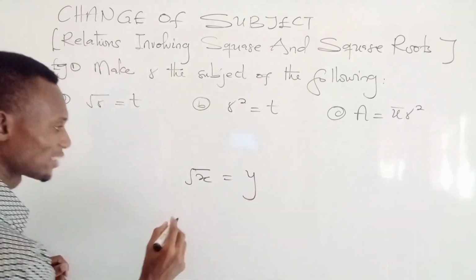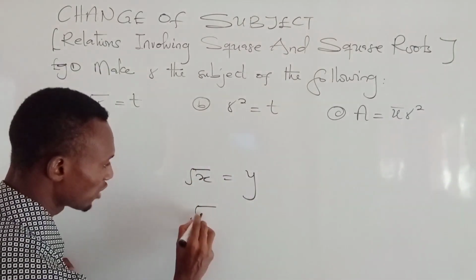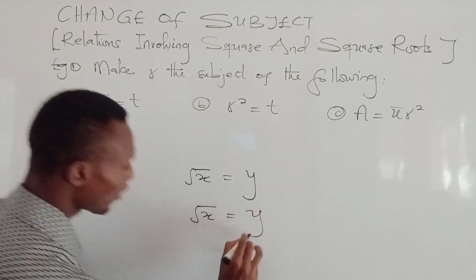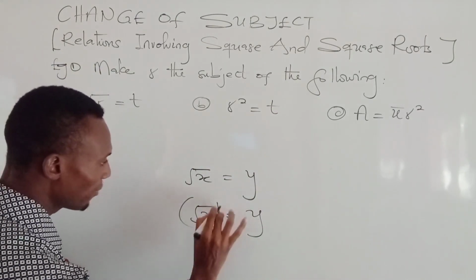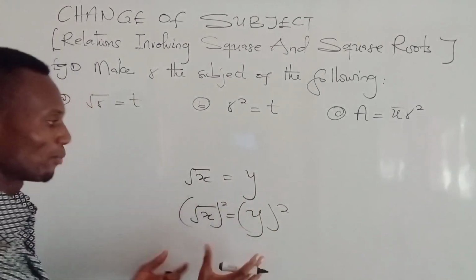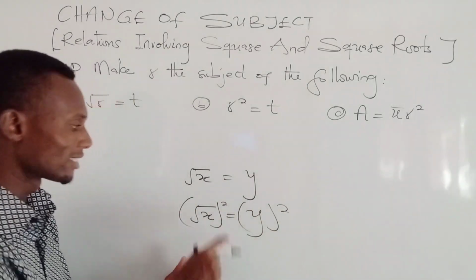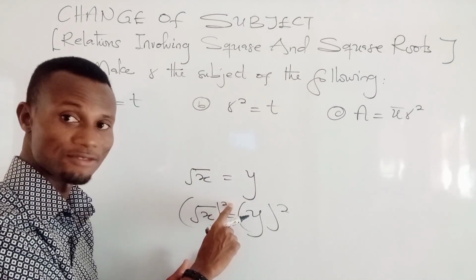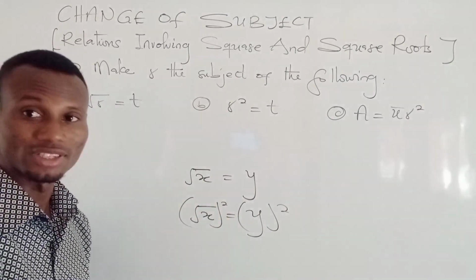Let's proceed. I'll repeat my square root of s equals y. Then we are going to square both sides of the equation. So we square both sides like this, so that this power 2 which we have here can cancel the square root sign away.